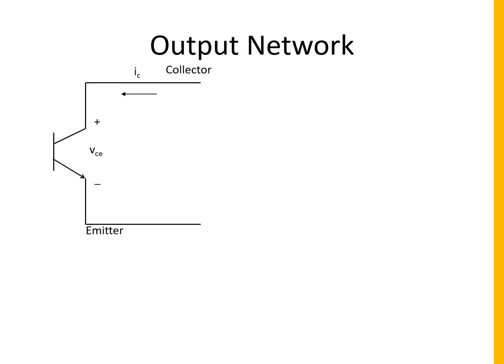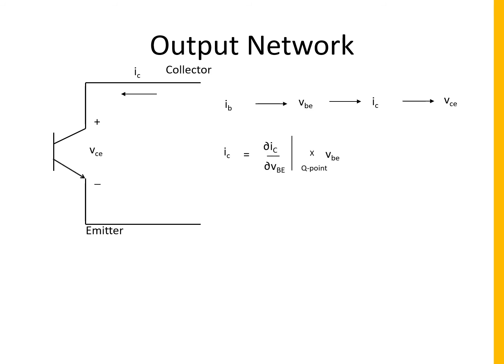Let us analyze the output network. IB leads to VBE, which in turn leads to collector current IC, which in turn causes a voltage drop across the collector emitter junction called VCE. IC can be analyzed in two ways. It depends on VBE and in turn depends on IB. Let us first analyze IC in terms of VBE.